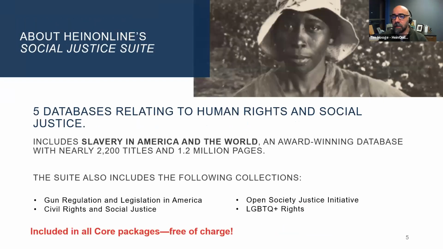Our social justice suite, I'll show you how you can go about registering for that in just a moment. The suite is actually comprised of 5 databases. It began with our Slavery in America and the World, which is an award-winning database. It's got over 2,200 titles and 1.2 million pages of content. Since we first created that database, we have expanded this suite to include gun regulations and legislation in America. It's a very hot topic right now, both here within the States and around the world.